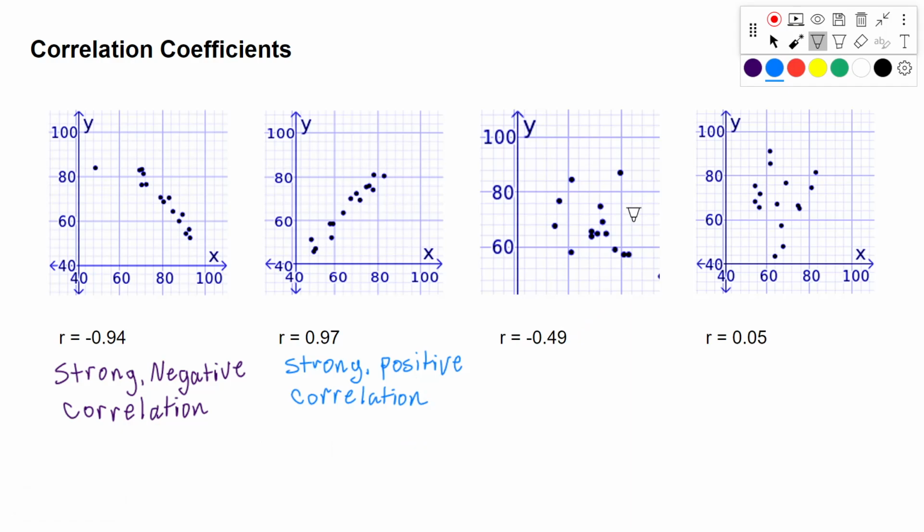Our third graph is a bit more scattered out, but does tend to be moving in a negative direction. So that's why you see the negative in front of this, because it does appear to be moving in a negative direction from left to right. This is considered to be a weak correlation because these points aren't as close to being linear. So we would describe this as being a weak negative correlation.